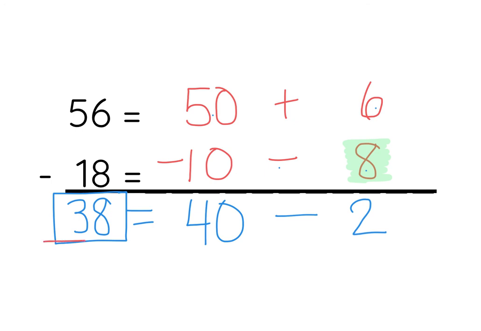Again, you can always check that. 30 plus 10 equals 40. 8 plus 8 equals 16, which is right back to where we started from.